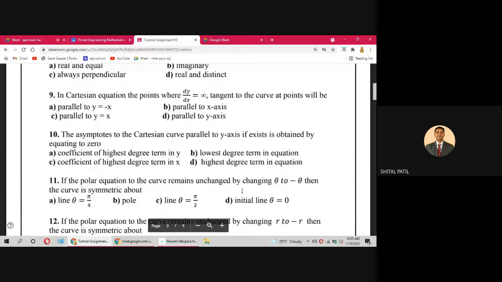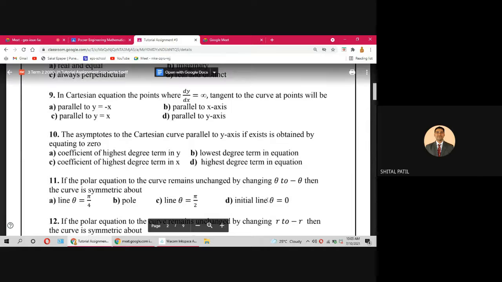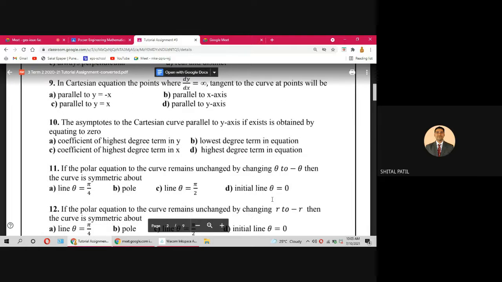Now, symmetry about the polar curve. If the polar equation to the curve remains unchanged by changing theta to minus theta, then the curve is symmetric about the initial line. Initial line is theta equal to 0. Next, question number 12.